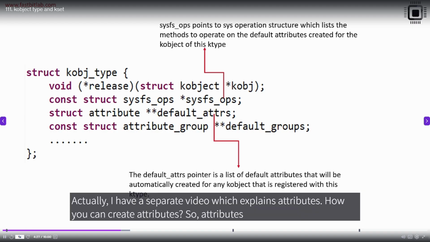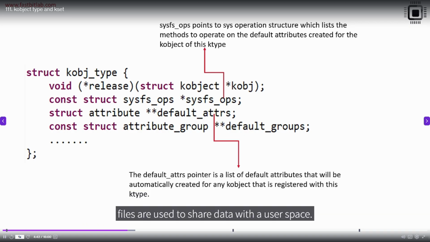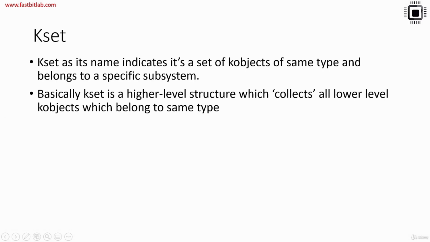Actually, I have a separate video which explains attributes and how you can create them. Attributes of a kobject are nothing but sysfs files which get created on behalf of a kobject. Those attribute files are used to share data with user space. We'll see how to create our own attributes in future videos. That's about struct kobj_type.